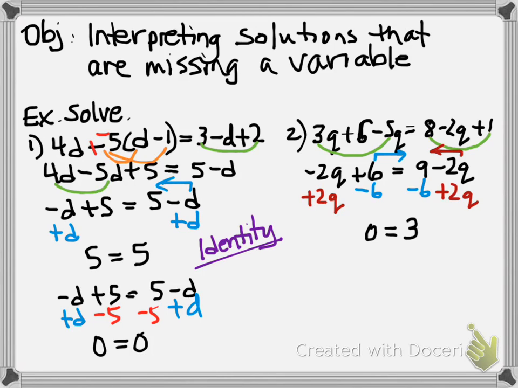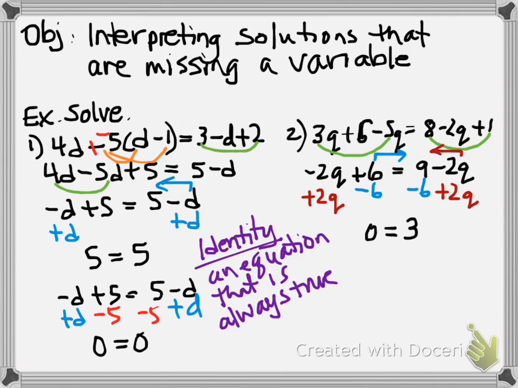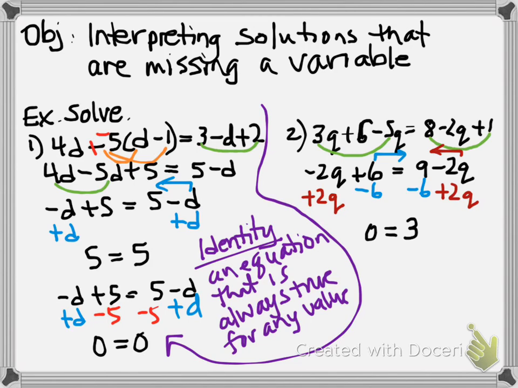Okay, so an identity is an equation that is always true for any value. So that's this question here. When I get an answer where the variable is completely eliminated and the answer I get is always true, 5 is always equal to 5, 0 is always equal to 0, that's called an identity, and I get all numbers, okay? So I'm going to skip over to the next page, and we're going to talk about identity for a moment.